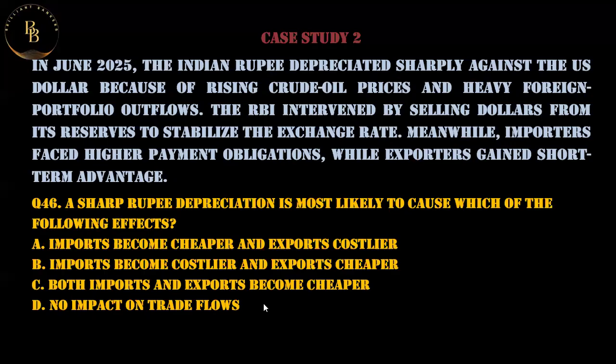And now let's go into the questions. A sharp rupee depreciation is most likely to cause which of the following effects? We have discussed this earlier also. Imports become cheaper and exports costlier. Imports become costlier and exports become cheaper. Both imports and exports become cheaper. There is no impact on trade flow. And I think everyone knows the answer because we have already discussed this.